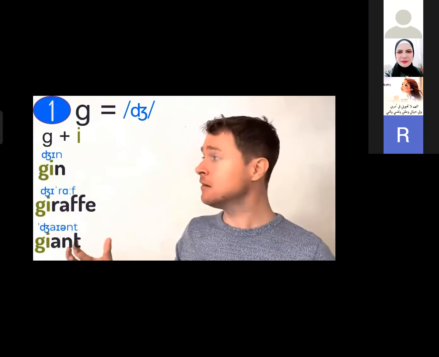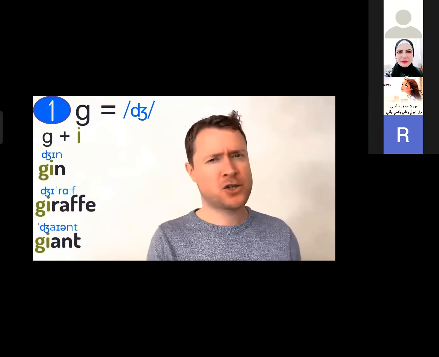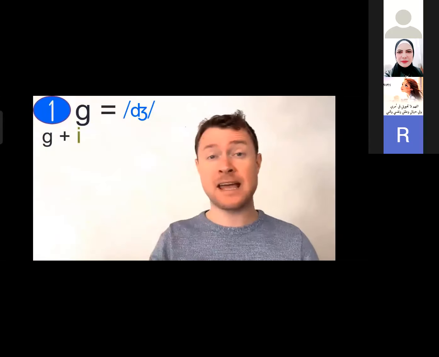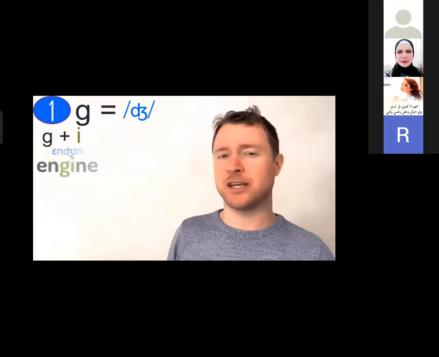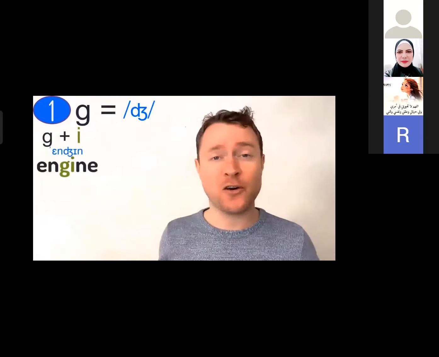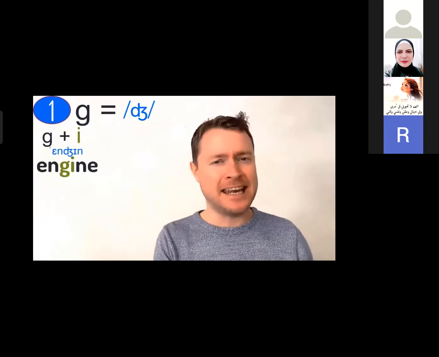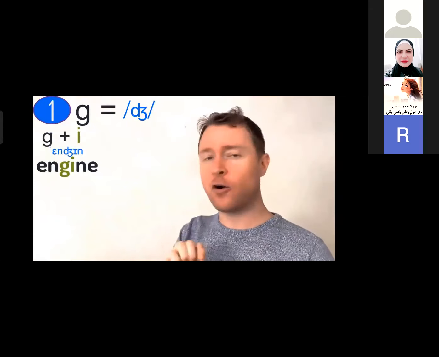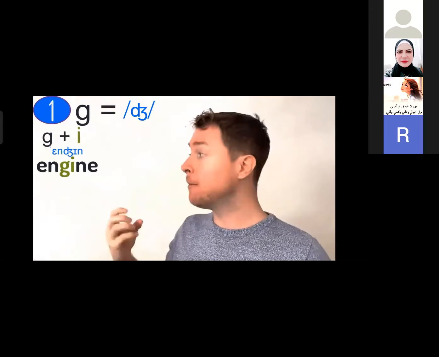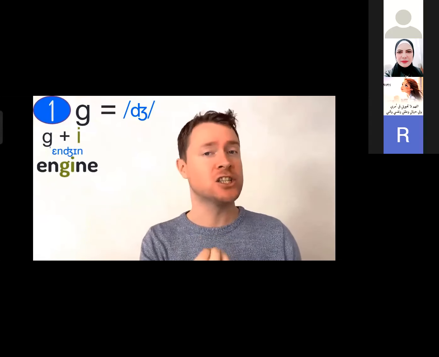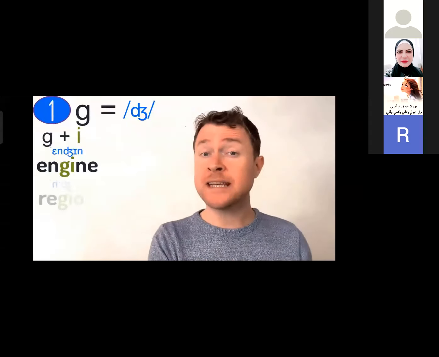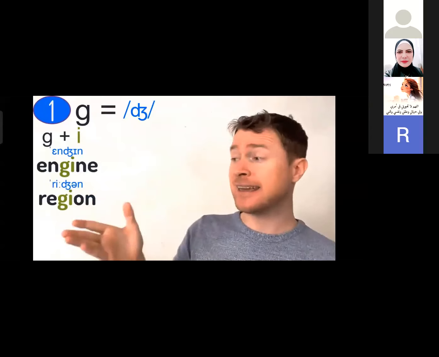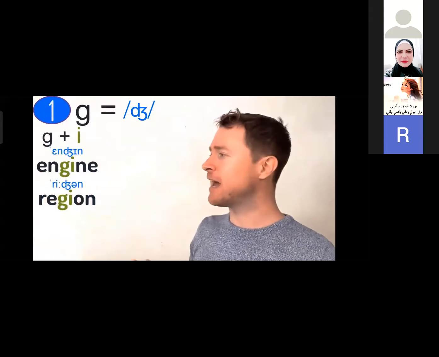G and I at the beginning of a word. Gin, giraffe and giant. Some examples of G and I in the middle or at the end of words are things like engine, like a car engine or a motorbike engine. Gin. Can you hear that J again? Engine. Not engin, but engine. J. Engine. Region. Region is the place where you live. I live in this region. He lives in that region.